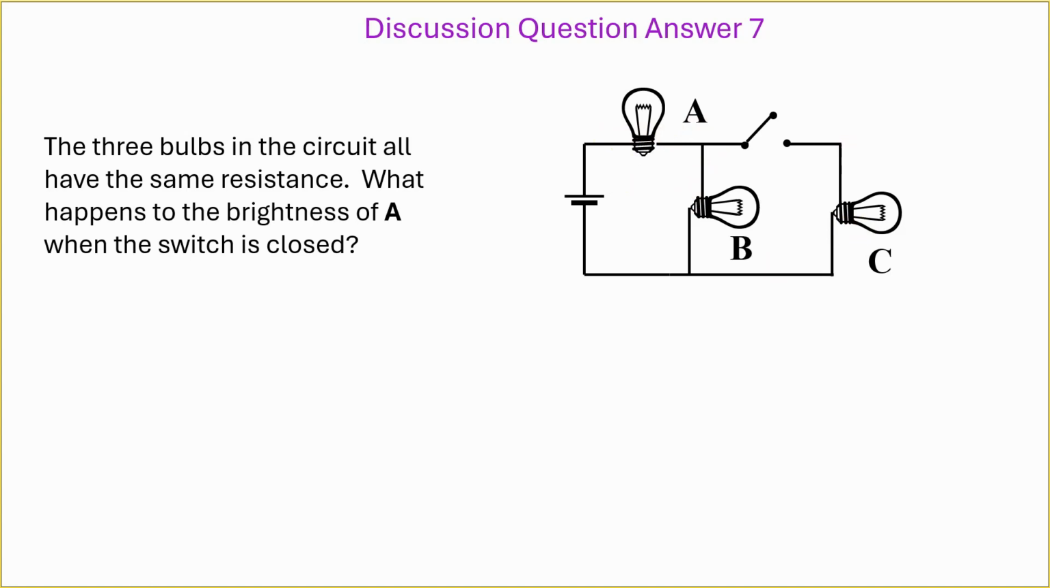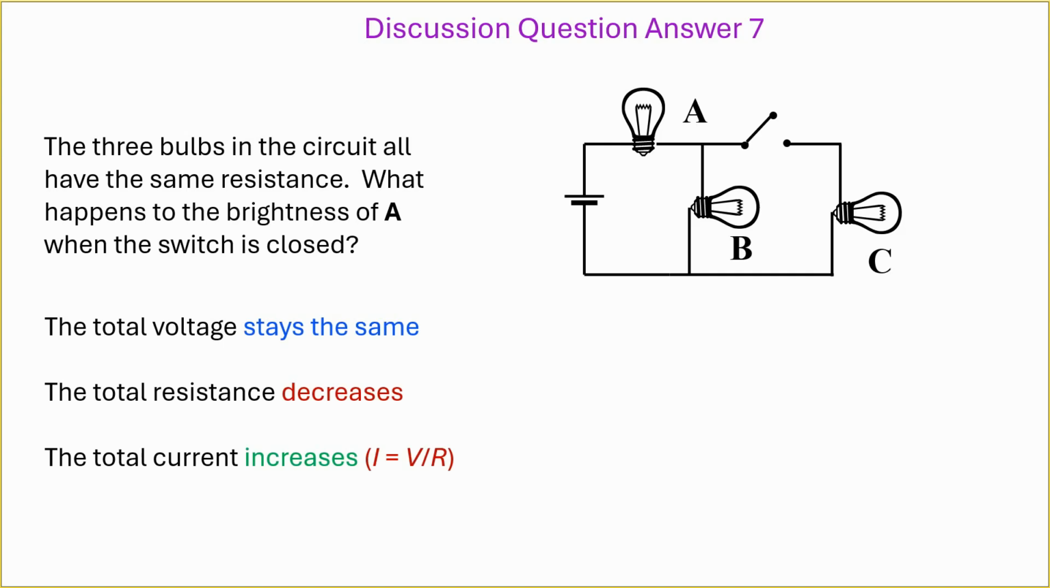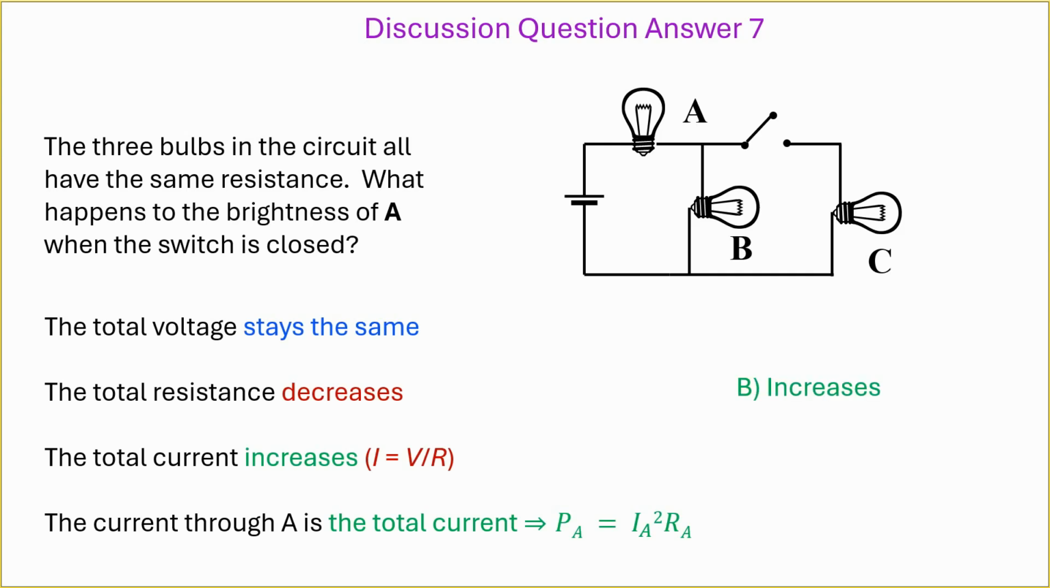What we have seen before is that the more resistors you add in parallel, the overall resistance in the circuit goes down. If the overall resistance is now smaller, then the total current must be larger. The total current is passing through A, so the current through A increases, because power is proportional to the current, and R is constant because R is the same for each of these lamps. Therefore, the brightness goes up. The answer is B. Okay.